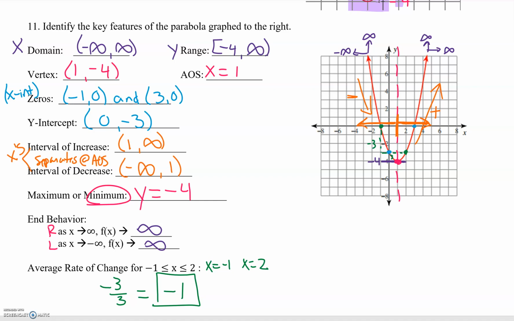And then our average rate of change from -1 less than or equal to x less than or equal to 2, that just means find where x is -1 on the graph. So you'll see that's the green dot on the left at (-1, 0). And then find where the x is 2. So when x is 2, the graph is down at -3. So all you need to do is find the slope between those 2 points that you just found, and it's going to be down 3 over 3, which is -1.